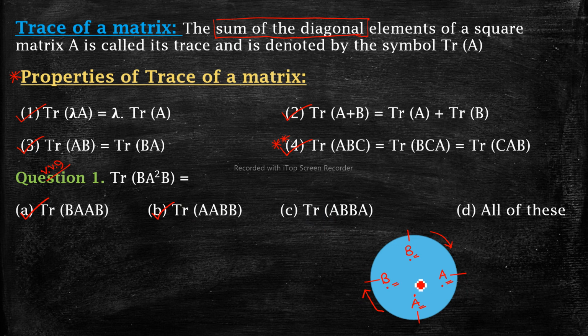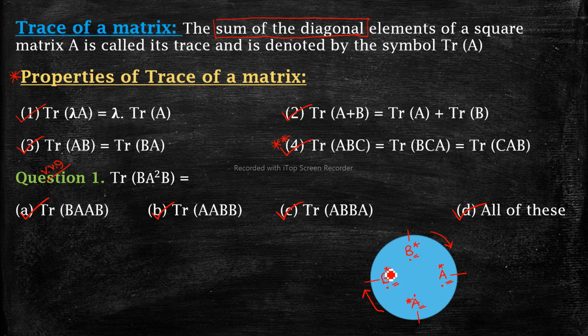C is coming. Let me check. AB. That means we are starting from here. A B, then again B A. It is also coming. Option C is correct. That means all of them are correct. So one more is left. Have you noticed that? Then we'll start from here.